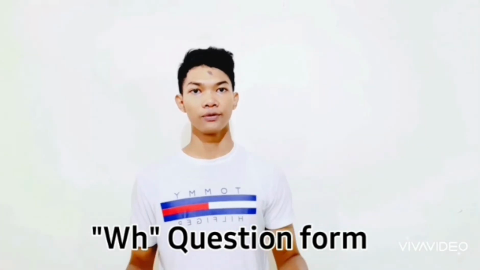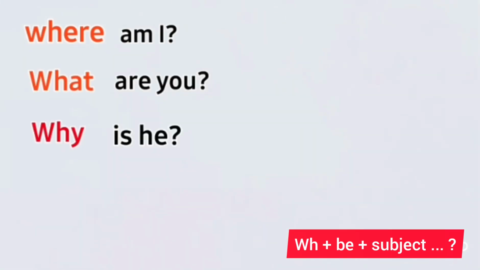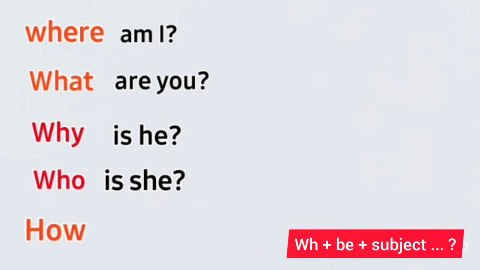Okay, let's talk about the WH question form. If you want to make a WH question with be, all you have to do is put the WH word in front of be and then the subject. Here is an example. Where am I? What are you? Why is he? Who is she? How are we? When are they?